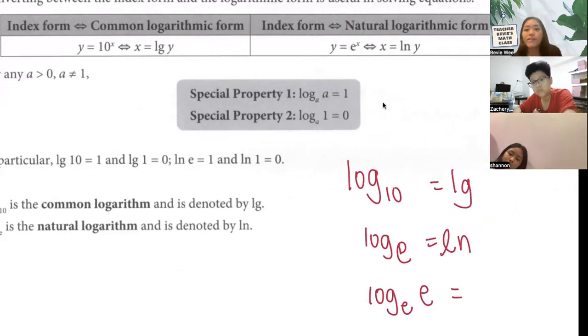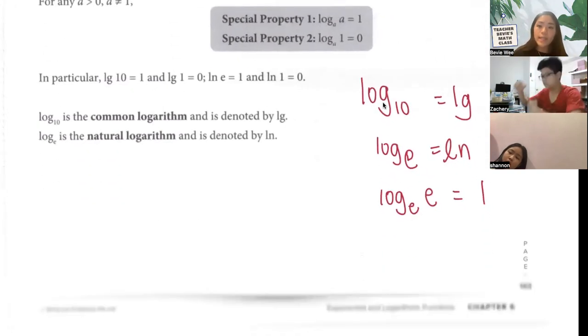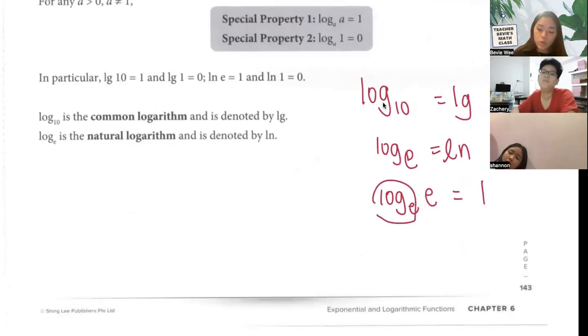So log base 5 of 5 is 1. Log base e of e is what? 1. Just now I said log base e is ln, right? So ln e is 1. Can you all link all this up?